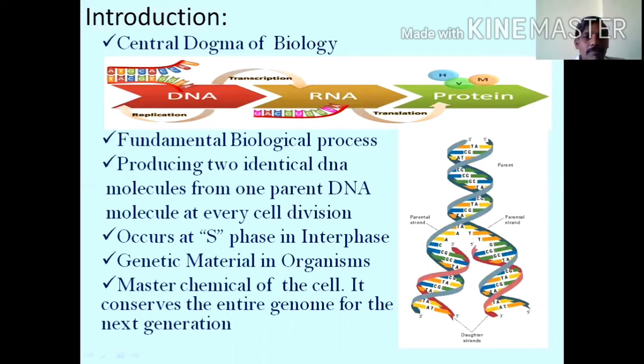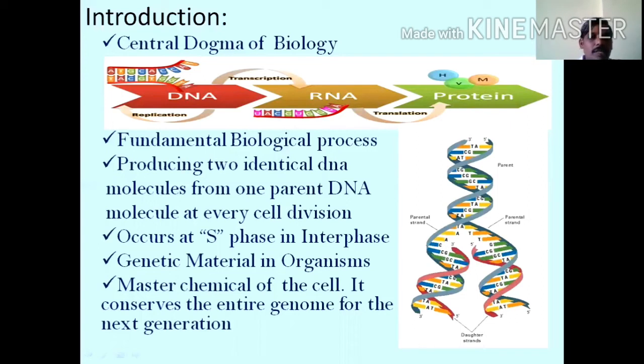DNA replication is a fundamental biological process. In this process, the genetic information is transferred from one generation to another. In this complex process, a parent DNA molecule undergoes division. It produces two identical daughter DNA molecules at every cell division. These two daughter molecules are generated and transferred into two daughter cells.